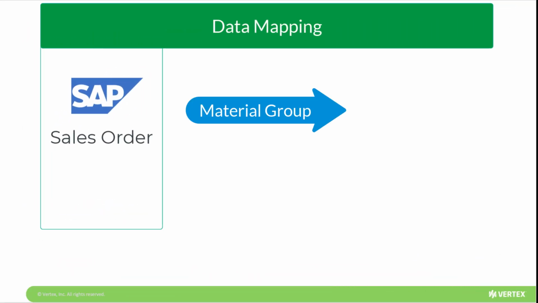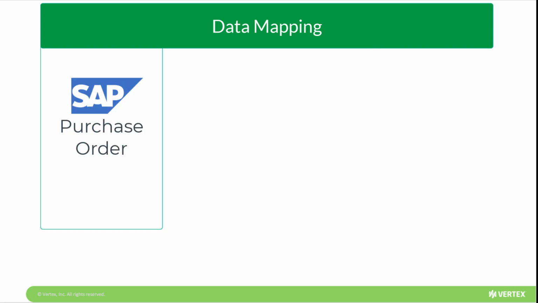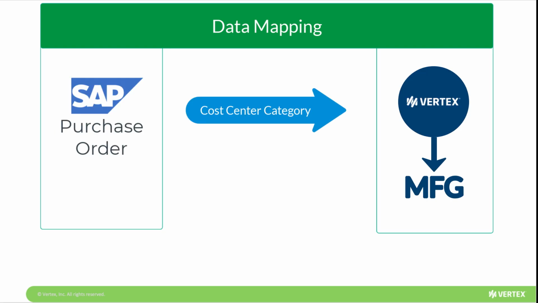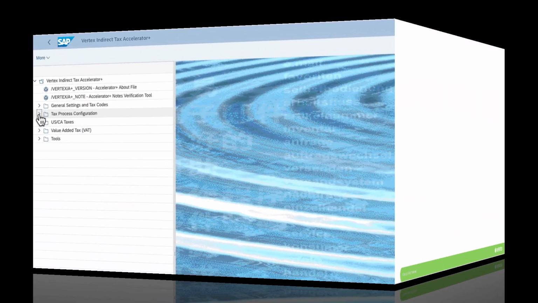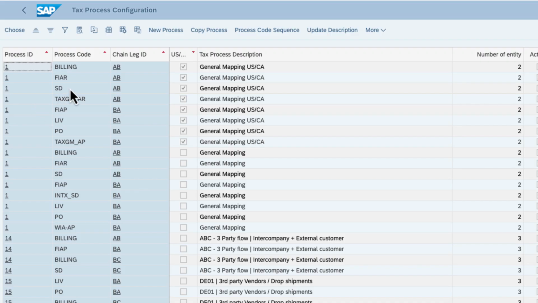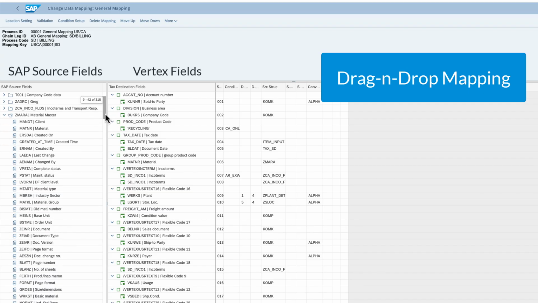For example, on sales, you may want to pass the material group to Vertex to define what you are selling. Or on purchases, you may want to pass the cost center category to Vertex to trigger manufacturing exemptions. But instead of writing custom code in SAP for this data mapping logic, you can use the drag-and-drop mapping tool in Accelerator Plus to send that data to Vertex.